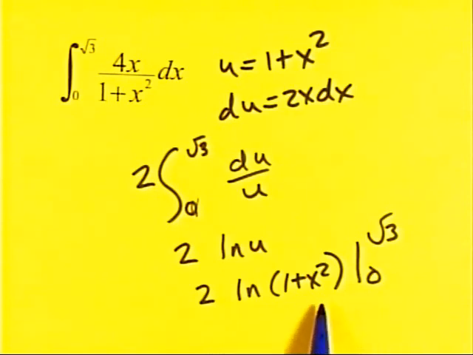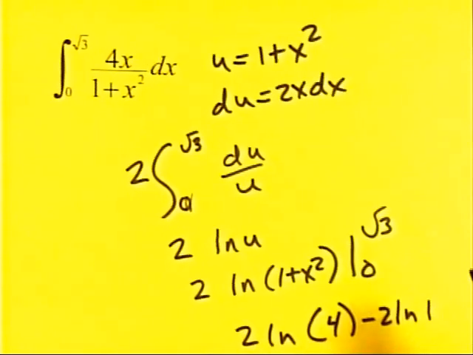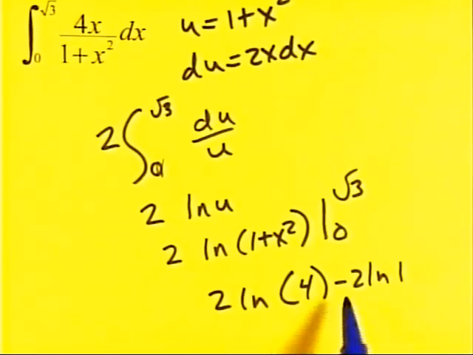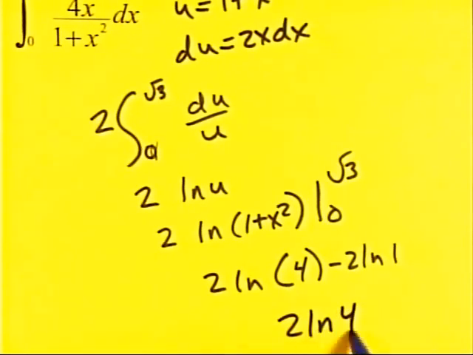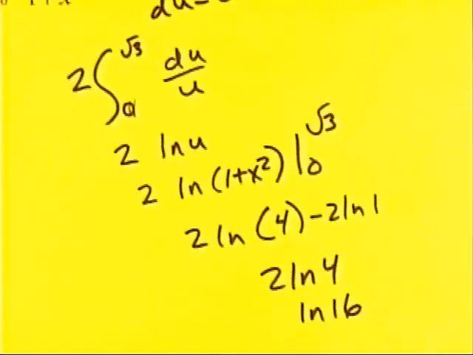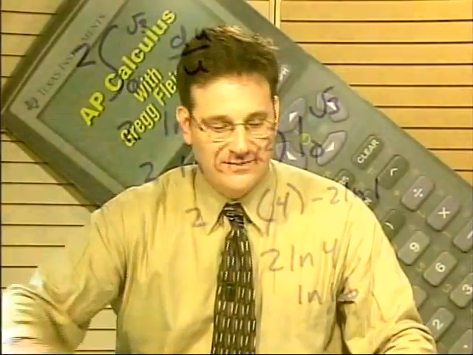You did it perfect. So it's 2 natural log of 1 plus 3, which is 4, minus 2 natural log of 1. What's natural log of 1? 0. It's 0, right. And so the answer would just be 2 natural log of 4 or natural log of 16. Why can I say 2 natural log of 4 or natural log of 16? Because it's the same as the natural log of 4 squared. Fine job, Christy Knapp.